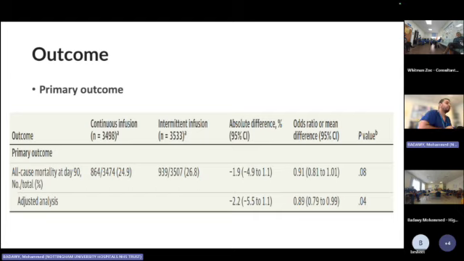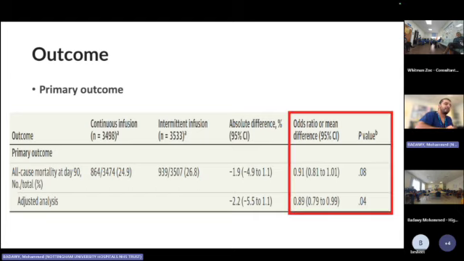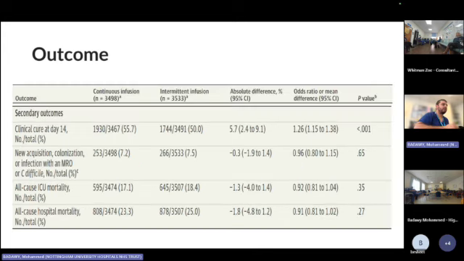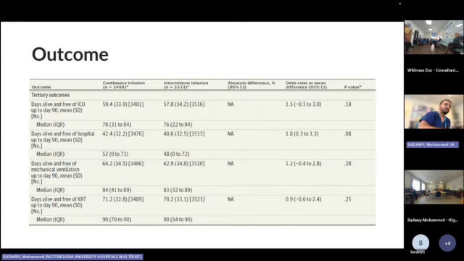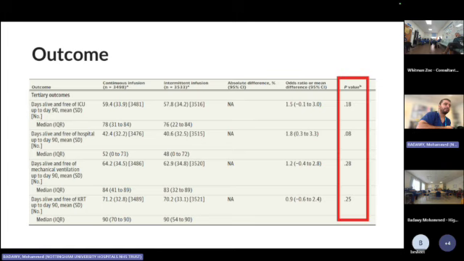So the primary outcome, which was 90-day mortality, between both groups didn't show a statistically significant difference. But when they did the adjusted analysis, you may argue there is a little bit of preference towards the continuous infusion group, but this wasn't statistically different on all-cause mortality. However, interestingly, on the secondary outcome, there is a huge difference between both groups in clinical cure at 14 days, favoring the continuous infusion. So the continuous infusion had markedly improved clinical cure at 14 days as defined before. And on the tertiary outcomes, there's no strong difference between both of them.